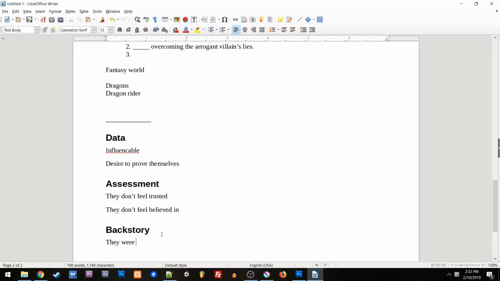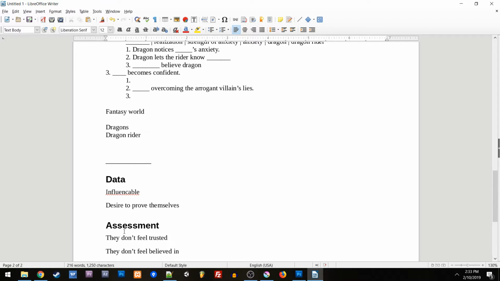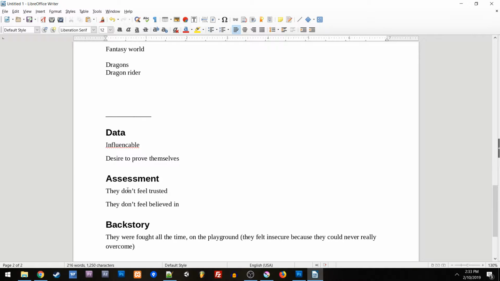Perhaps they were fought all the time on the playground, and as a result, they really felt insecure about who they were because they could never really overcome. So as a result, they are trying to prove themselves now for their feelings of shortcoming all the way back when they were a kid. So what we've just done is look at the beginning of how the main character became who they are, which is very, very helpful.